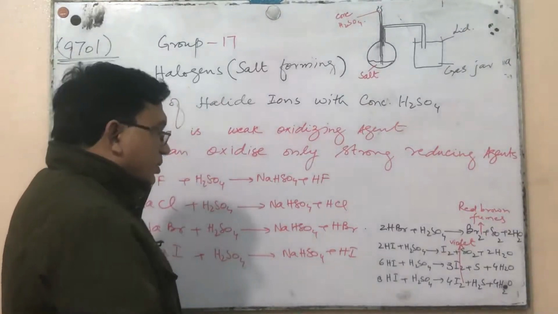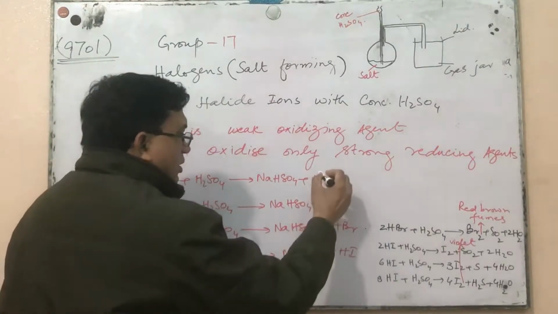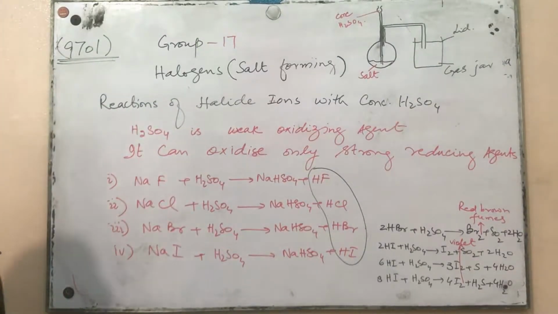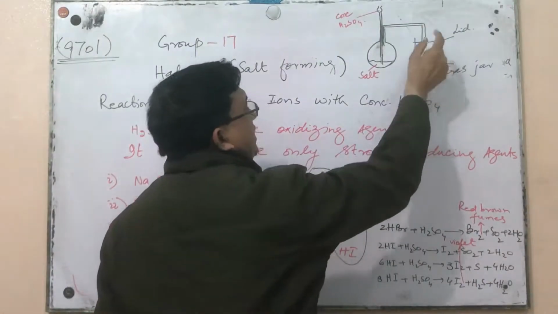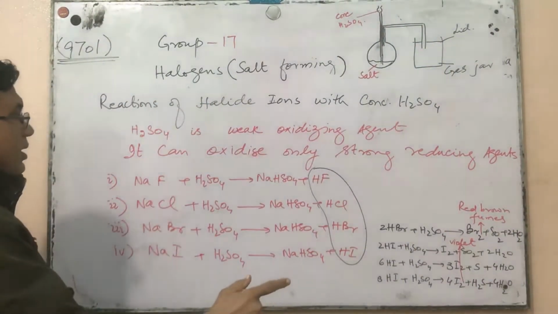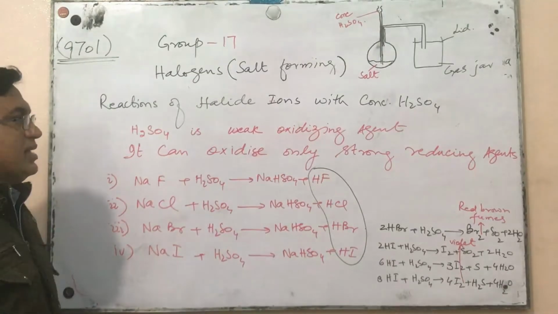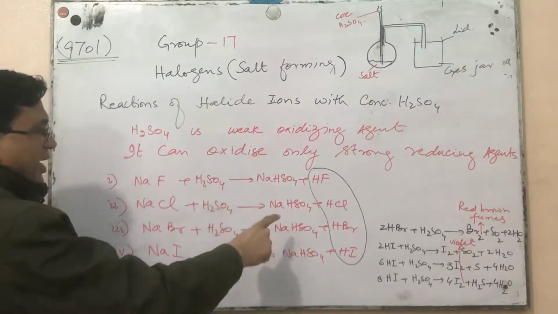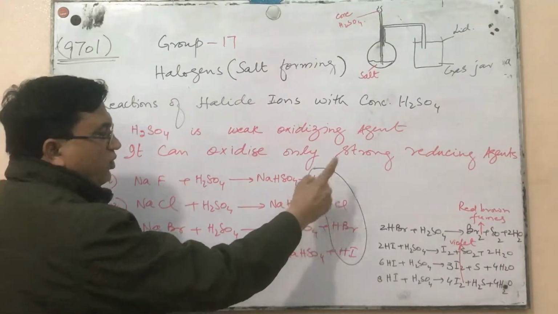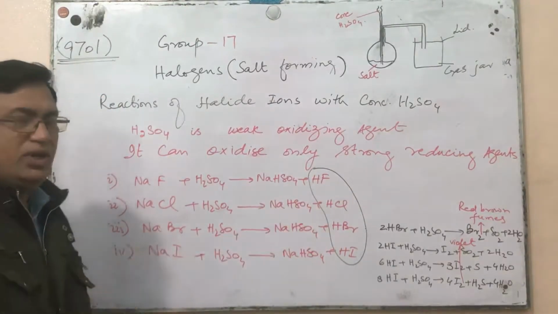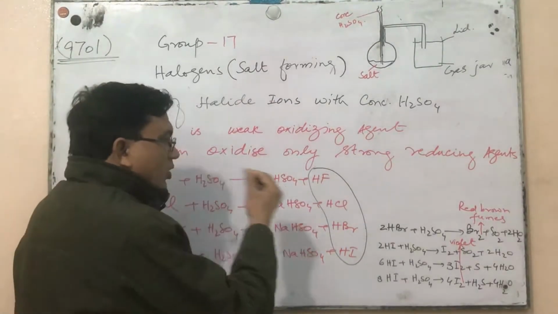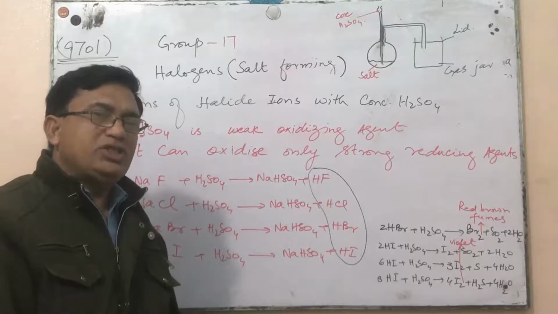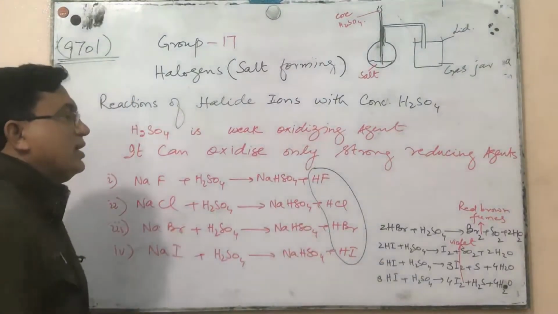All these products are gases, and these are collected into the beaker. But sulfuric acid is acting as an oxidizing agent, and sulfuric acid cannot oxidize hydrofluoric acid and hydrochloric acid further. Hydrofluoric and hydrochloric acid are observed as white misty fumes produced as a result of the chemical reaction.